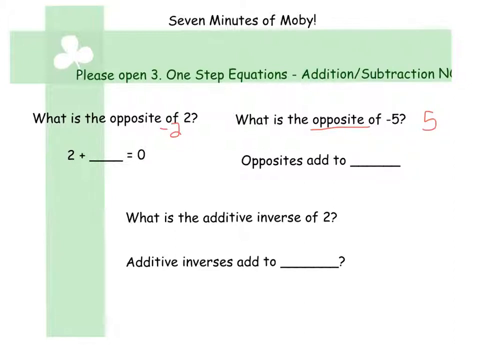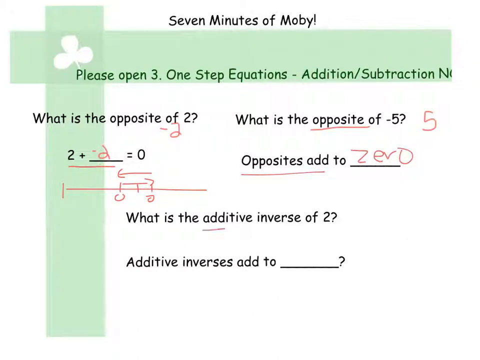And what we learned in the first unit of the year is that opposites add to 0, and we use that number line. If we're at 2, we go positive 2 and then we go a negative 2, it gets us to 0. So opposites add to 0.